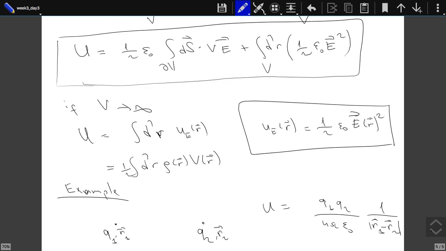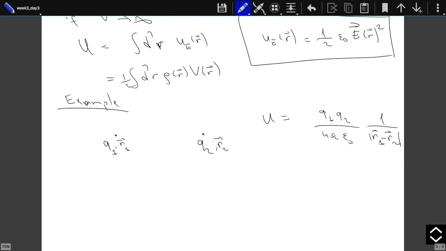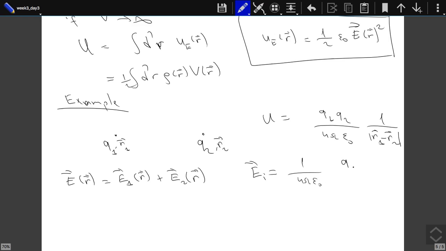Let's try to use this expression to evaluate the total potential energy. The electric field at the point R will be equal to the electric field due to the charge Q1 plus the electric field due to the charge Q2, where this Ei, we know what the electric field of a point charge is. This is 1 over 4 pi epsilon 0, Qi over |R minus Ri| cubed multiplied by (R minus Ri). I is equal to 1 or 2.